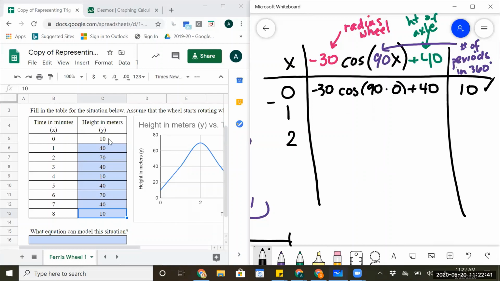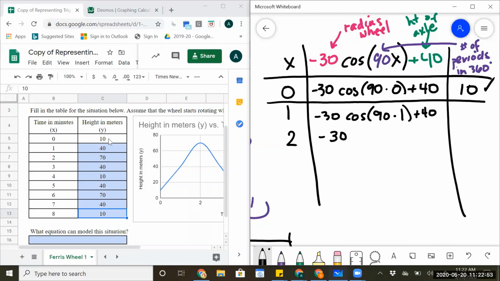So here's the first one. -30 cosine 90 times 1 plus 40. Now I've got negative 30 cosine 90, because 90 times 1 is just 90. Going back to my parent function and thinking about cosine of 90 degrees, that's 0. I'm using parentheses to remind myself to multiply. Negative 30 times 0 is 0.